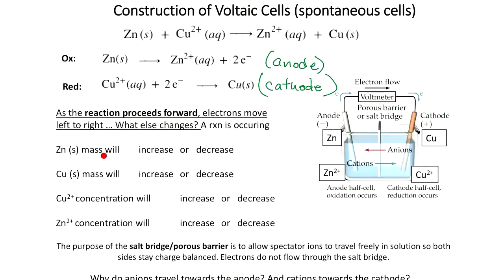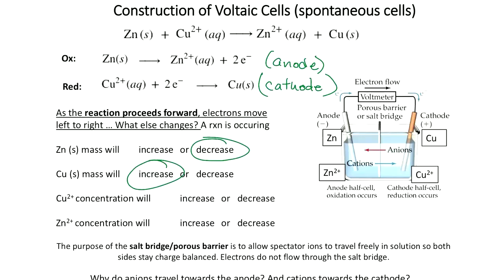How do you think the mass of zinc will change? Just use your chemical intuition. Look at this chemical reaction. Tell me, as this reaction moves forward, what are we consuming? Reactants, and we're producing products. So how will the mass of zinc solid change as this reaction moves forward? Will it go up or down? It's going to go down, yes, because it's a reactant, right? And then how will copper mass, the solid, change? It's going to increase because it's a product, right?